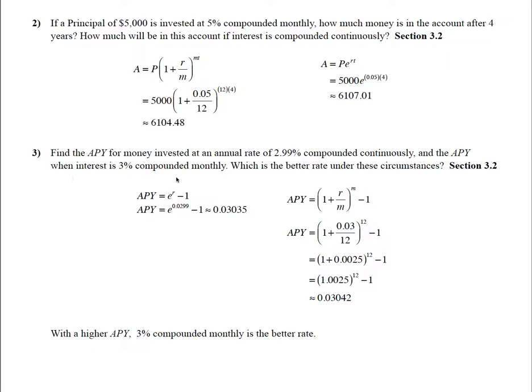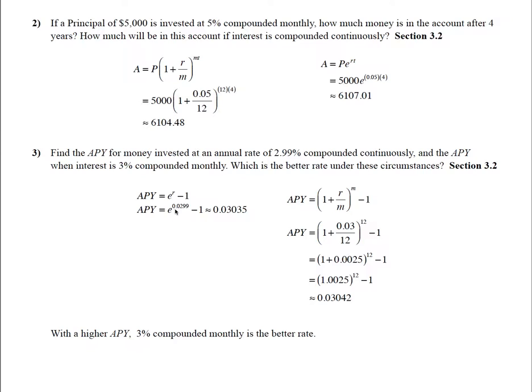Now question 3 asks us to determine the APY, the annual percentage yield for money that's invested at 2.99% compounded continuously, and the APY for a 3% interest compounded monthly. What's the better rate? Well, the APY formula for continuous compounding is given here. It's e to the r minus 1.